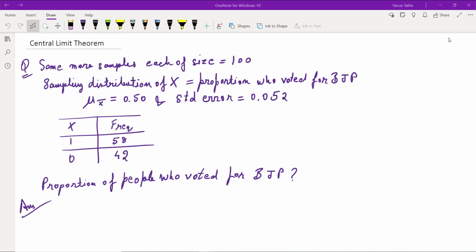Now the mean of this sampling distribution is mu of x bar, which is 0.50, and the standard error is also given as 0.052. So for the whole survey population, that is all the voters in ward 75N, we have to calculate the proportion of people that voted for BJP. As we know that we have to find the mean of all the people, in other words the population mean, we can simply use the central limit theorem, and we can say that the mean of the sampling distribution is equal to the population mean. As the question says that the sampling distribution mean is 0.5, the population mean also becomes 0.5 or 50%.